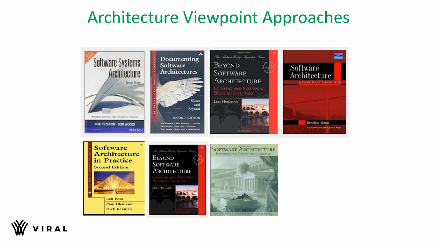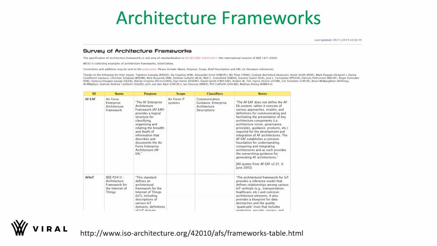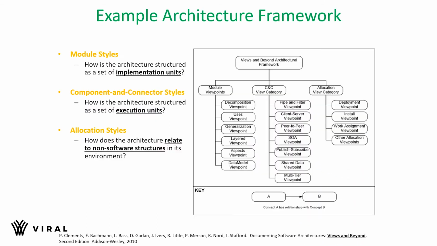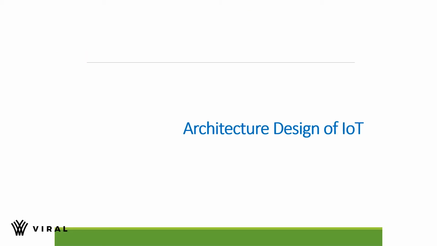There are a lot of books on software architecture, software system architecture, where you can see you can select a particular architecture framework. We use the Carnegie Mellon University Software Engineering Institute's Views and Beyond architecture framework. In this link you can see 70 architecture frameworks, and this shows us one of them, the Views and Beyond approach, but I will not give all the details.